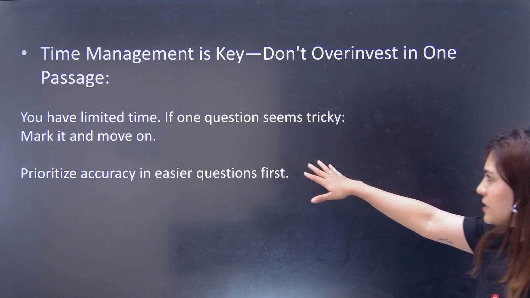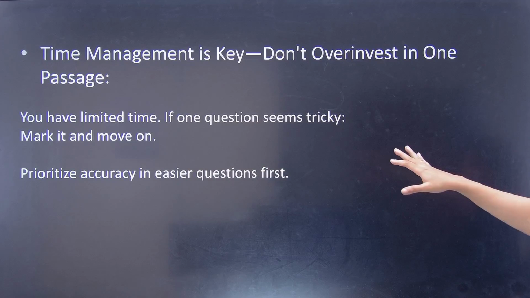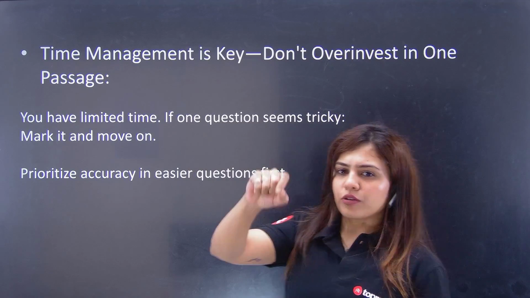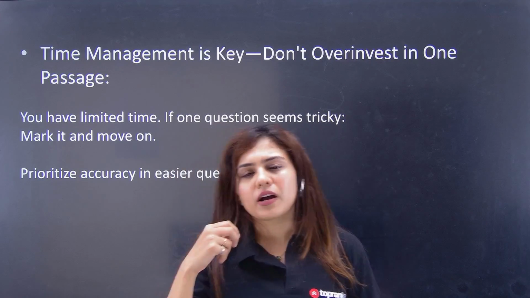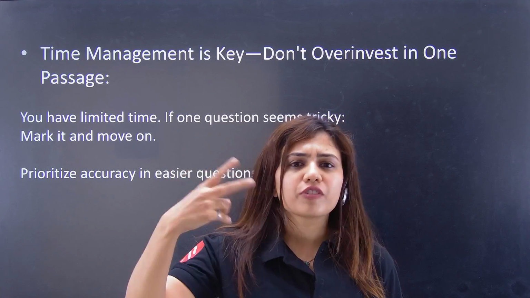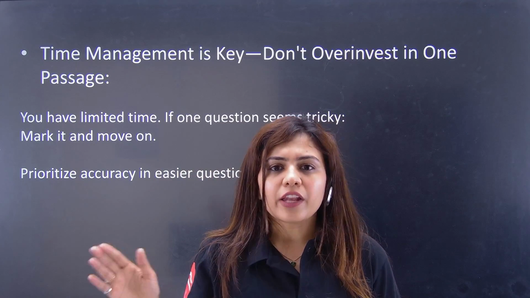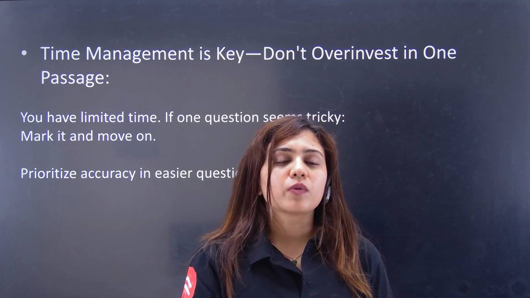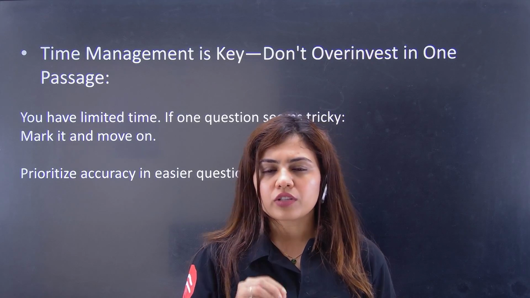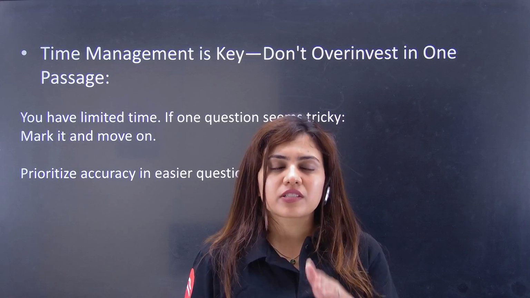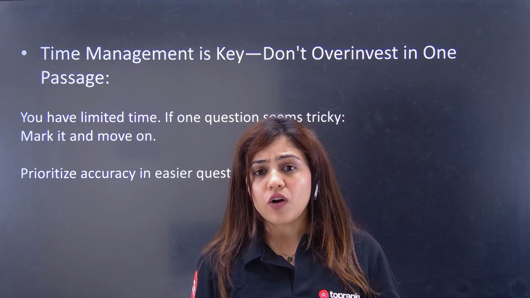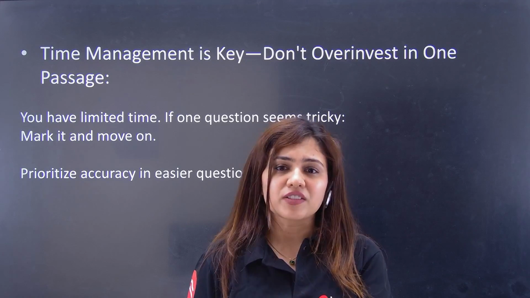So you have limited time, and if one question seems too tricky, for that time being you can just mark it there. Basically you can mark the confusion, the two options that you're confused between, and move forward, and you can circle back to it once you are done with the entire paper. Do not overstay your welcome. If you stay at one question for too long, automatically you are going to pay the price for it later.